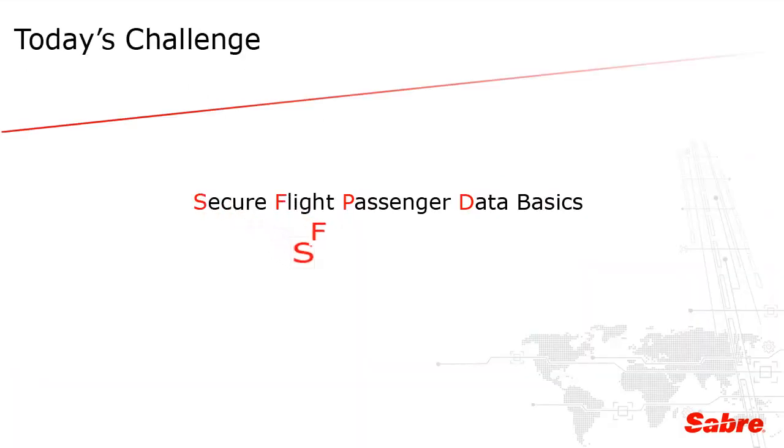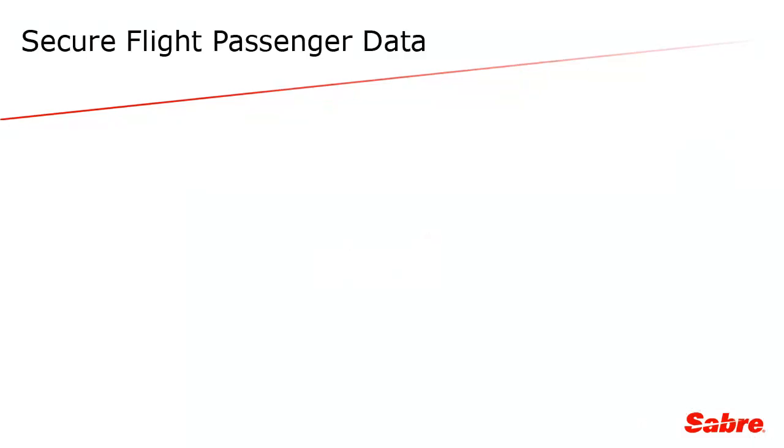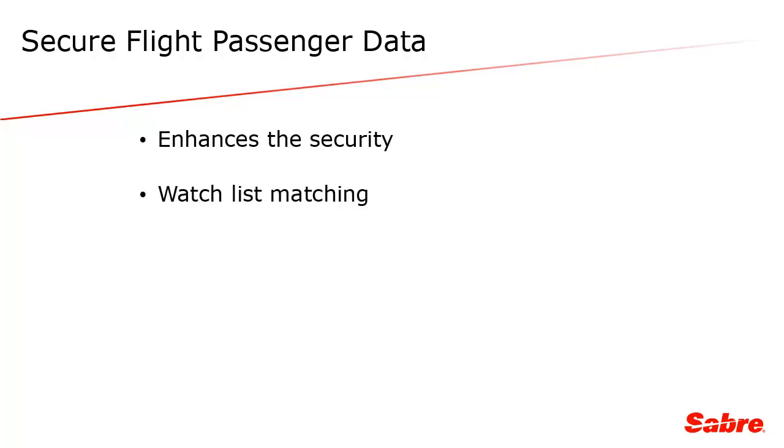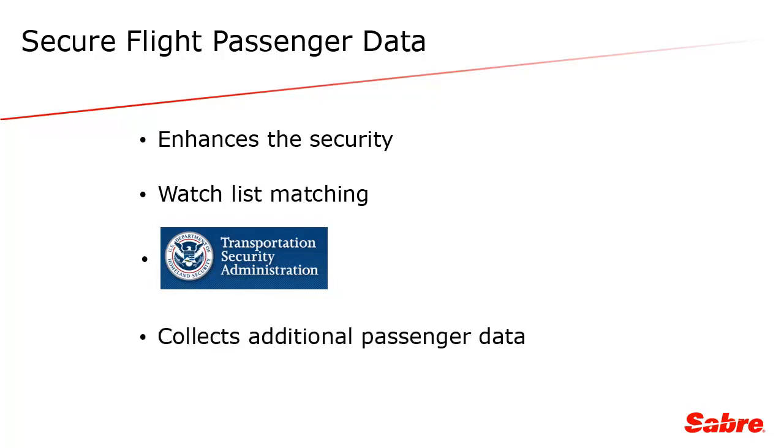Today's lesson will cover Secure Flight Passenger Data Basics. Secure Flight is a behind-the-scenes program that enhances the security of domestic and international commercial air travel through the use of improved watch list matching. The TSA collects the minimum amount of personal information necessary to conduct effective watch list matching. This serves to prevent individuals on the no-fly list from boarding an aircraft and to identify individuals on the selectee list for enhanced screening.